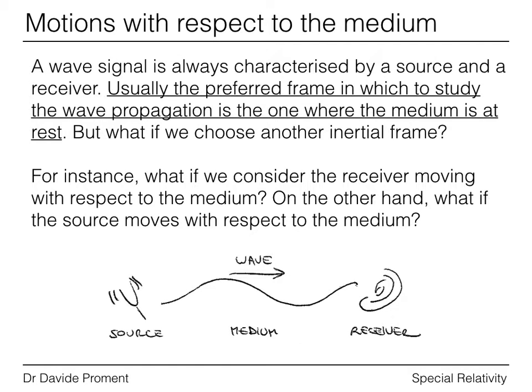We then discussed that a wave signal usually needs three entities: an oscillating source that generates the signal, a medium that propagates it, and a receiver that receives the signal. Usually, we consider source and receiver not moving with respect to the medium. But what if this does not happen?